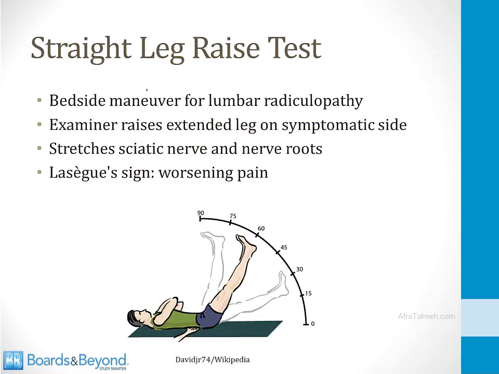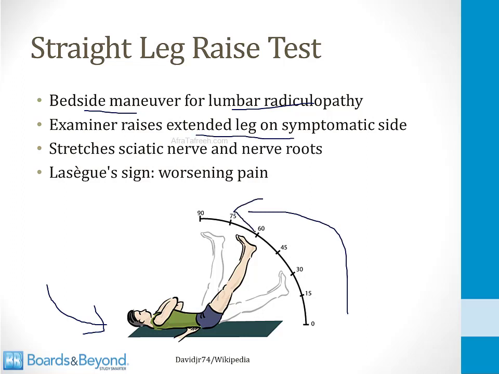I'll finish this video with one slide on the straight leg raise test. This is a very common bedside maneuver performed to test for lumbar radiculopathy. So for example, if a patient comes to clinic and complains of right-sided back pain and pain going down the right leg, the examiner will ask the patient to lie on the table as shown in this drawing here, and then the examiner will raise the extended leg on the symptomatic side up to 90 degrees just like shown in this picture. What this does is stretch the sciatic nerve and also the nerve roots, and if the patient has a lumbar radiculopathy, this will lead to worsening pain on the affected side.